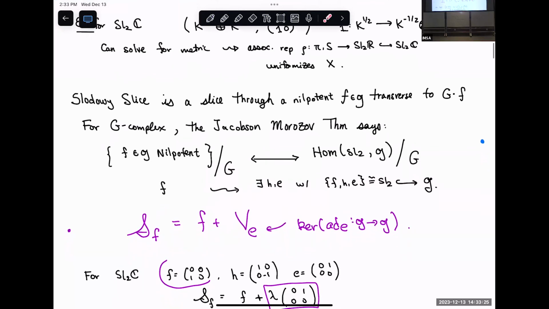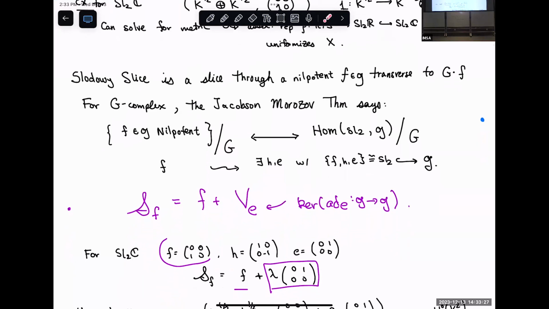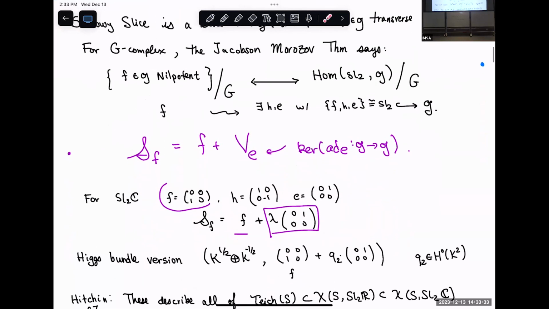So what is now the appropriate generalization of this Slodowy slice for SL2C Higgs bundles? Well, the Higgs bundle version is I'm going to take the same bundle. I'll take my F, which is again this global object now, a section of the endomorphism bundle of E twisted by K, plus something in the span of the kernel of ad E, but for that to be the right kind of bundle object, it shouldn't be a constant, it should be a quadratic differential.